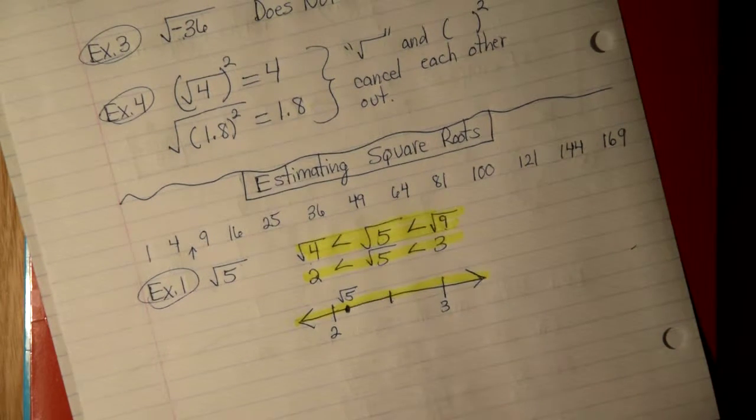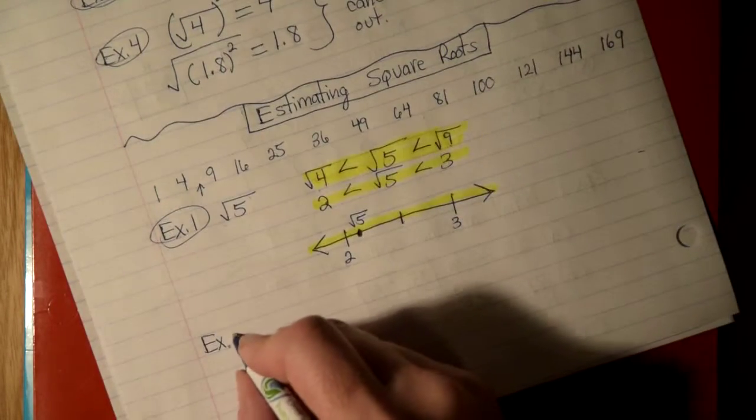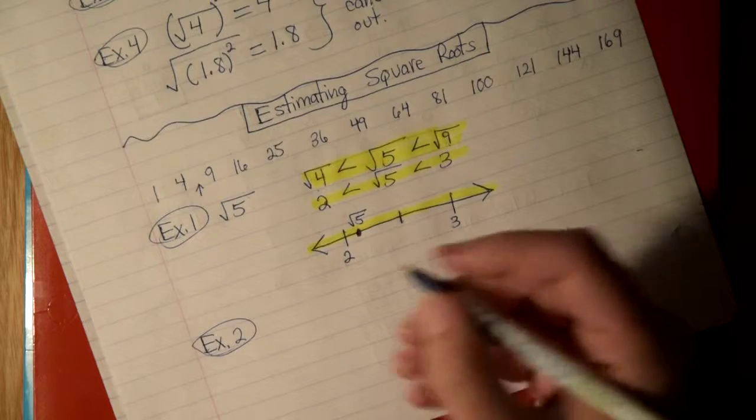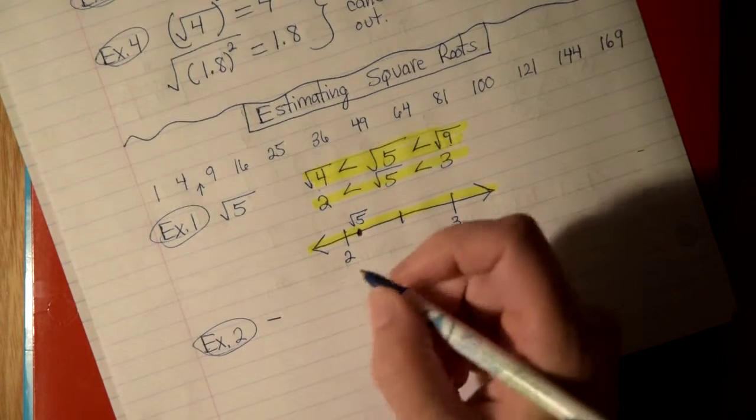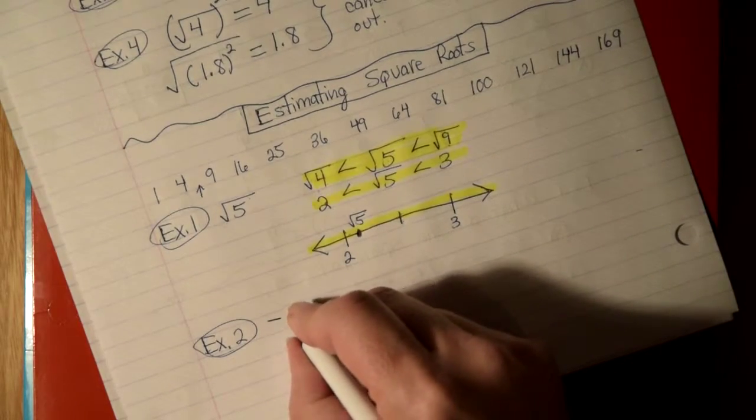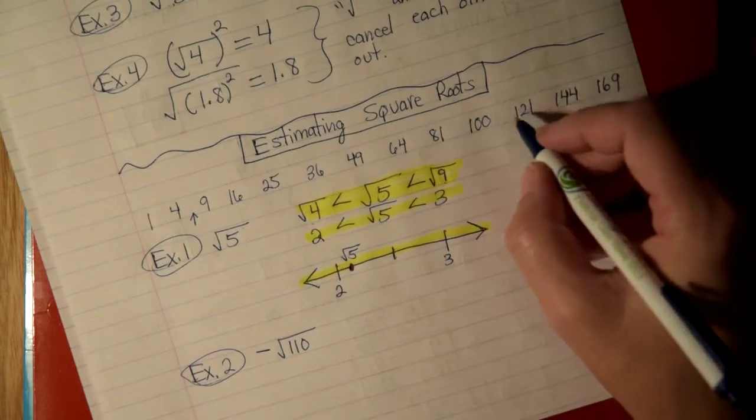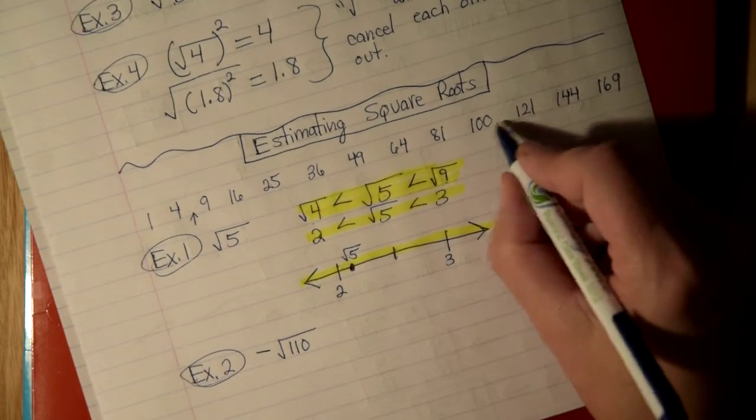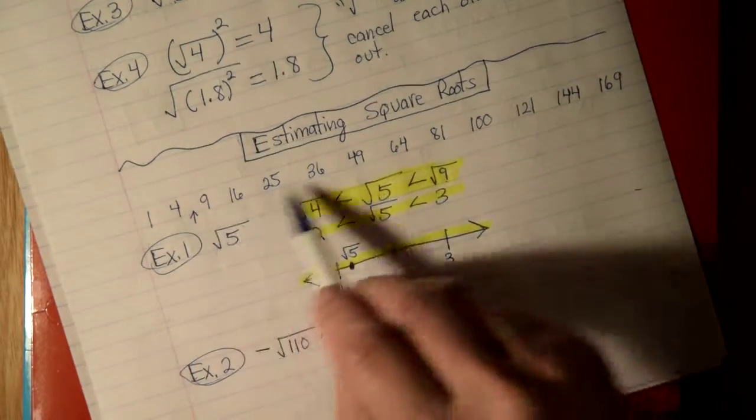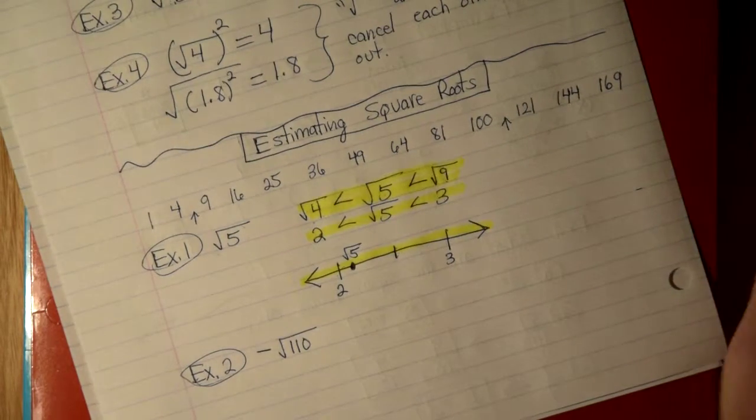3 minutes left. Okay, let's do a quick negative example. So negative, let me do a bigger one. Negative square root of 110. So find out where 110 would go just on your positive list of perfect squares. It's going to be between the 100 and the 121.